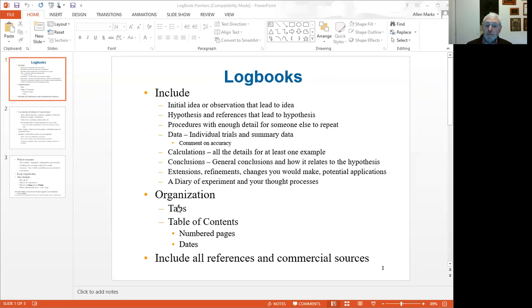It's a good idea to have tabs, a table of contents with numbered pages, and you must include the dates for all entries. You need to also include all the references and commercial sources.